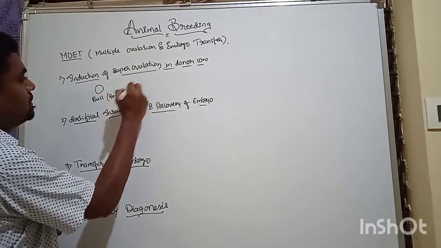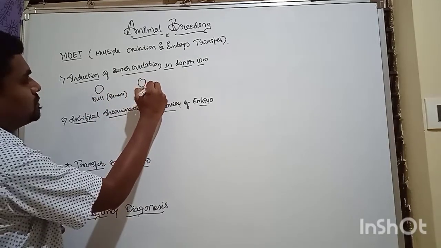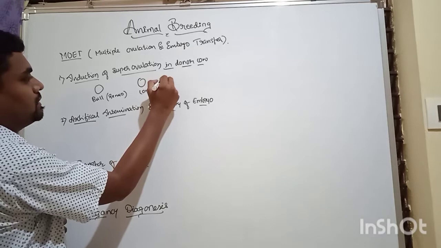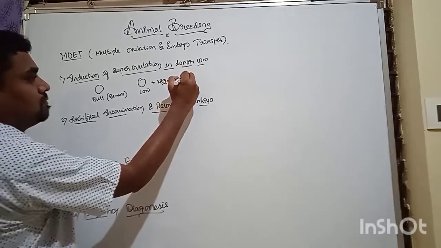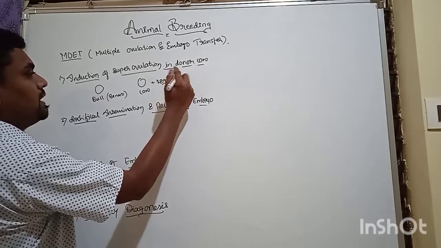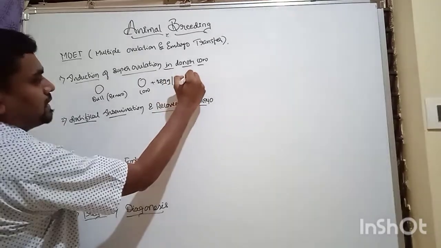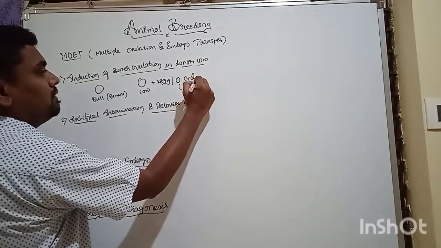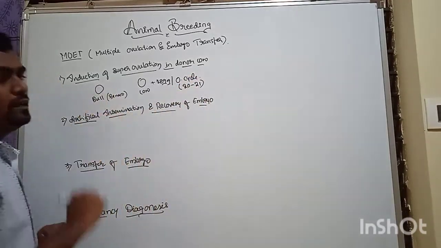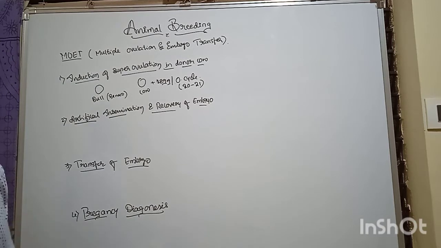How about a cow? A cow usually produces one egg per ovulation, per estrous cycle. It has an estrous cycle of 20 to 21 days. It will produce only one egg. I don't want one egg. I want many eggs, 6 to 8 eggs in one cycle.